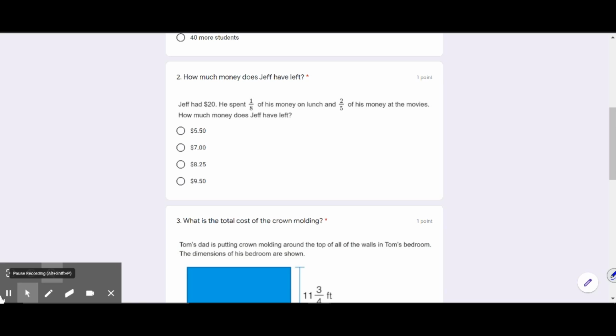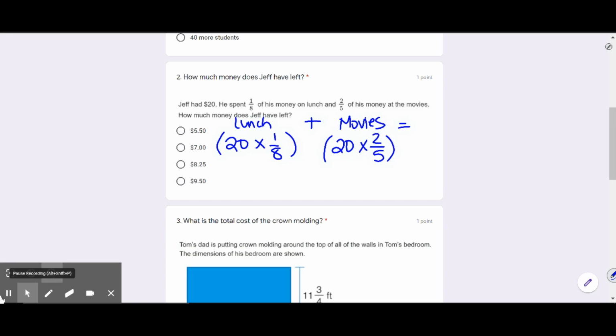So first, we want to start with how much money he spent on lunch. So we'll say lunch. And the way that we figure that out is multiply our 20 times our 1/8. Then we want to figure out, and we're adding this together because we have to subtract it afterwards, how much money he spent on the movies. And that's going to be, again, 20, because it's the $20 that we're talking about, 20 times the 2/5. And then once we get that answer, we want to take that answer and subtract it from the 20 to figure out our final total. So let's work on this part first, then we'll be able to figure out the rest.